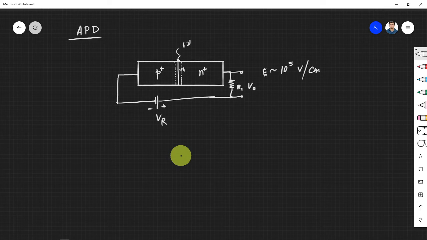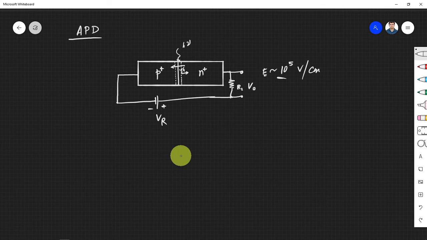So with this high electric field, what will happen? This electron will move towards this side, right, and the hole will move towards this side. While the electron is moving into this N region or this N plus region, it is under very high electric field, so it will accelerate very fast and it will acquire very high kinetic energy, because of this high field.